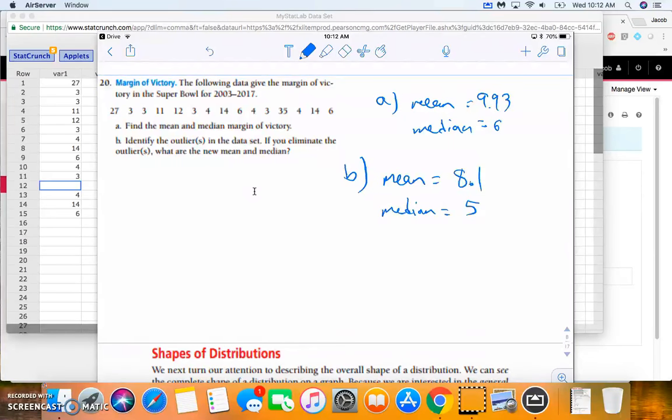I said 0.8, 1 and 0.8. So you can see that it had a pretty drastic effect on the mean when we pulled out that 35. So when you have outliers, they tend to pull the mean to the left or to the right, and it actually does what we call a skew to our data. We're going to talk next about shapes of data.